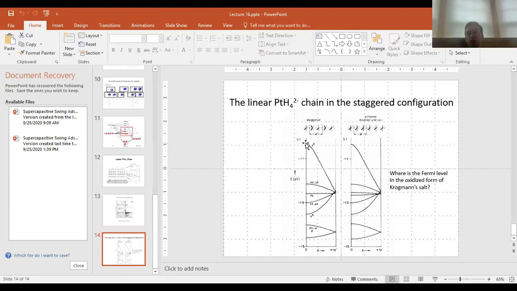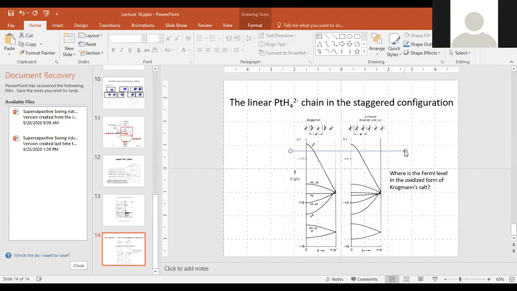Okay, but now some of the electrons are being removed from this band here, the 5dz square band. That makes this band now partially full. Okay, and the Fermi level is somewhere within the dz square band. So approximately here, I can maybe just draw it in here. Qualitatively speaking, it's just somewhere in the band gap. That's all we're saying at this point.